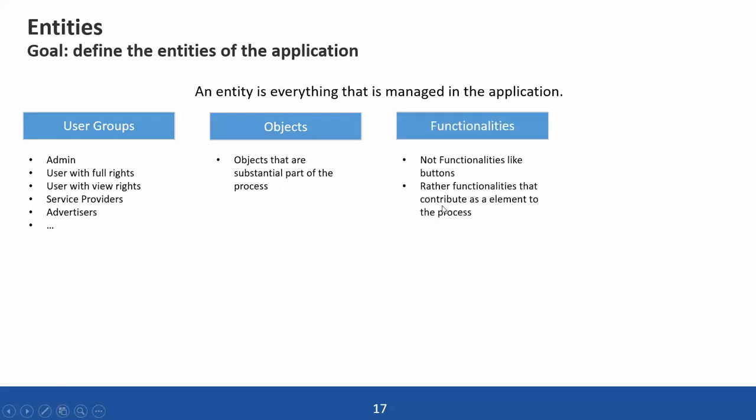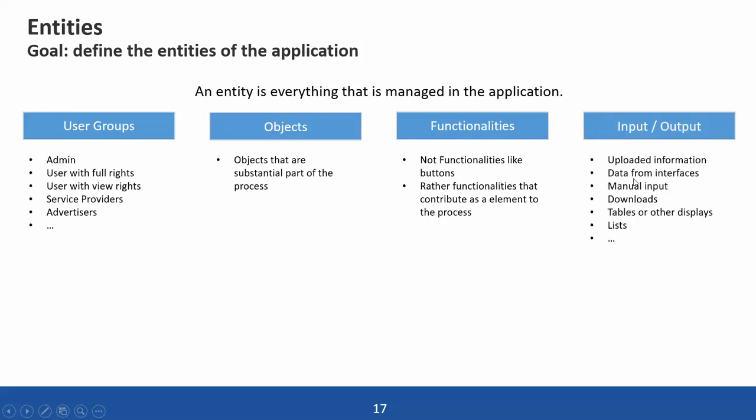Functionalities can be entities, not functionalities like a button. I don't want you to write down all the buttons you need, but more the functionalities that contribute as an element to the process. That's really important. And some input and output, like upload information, data from an interface, manual input, downloads, and so on.